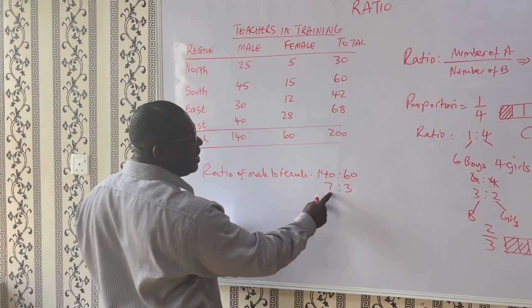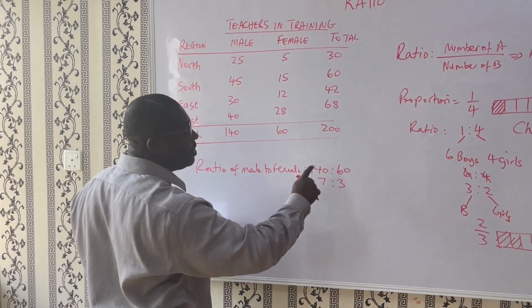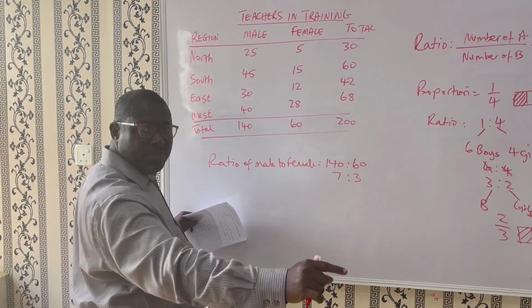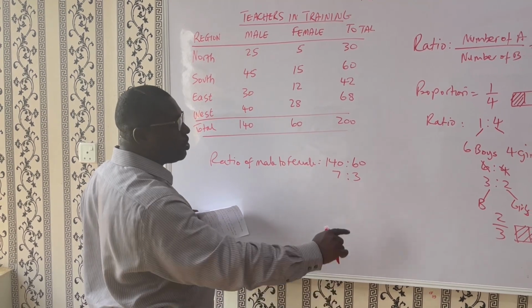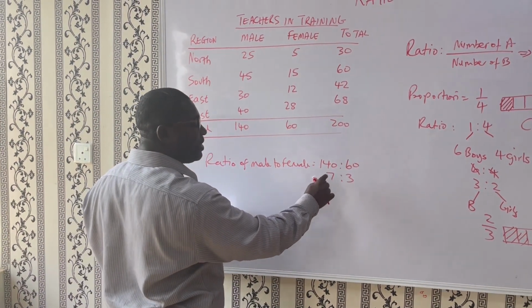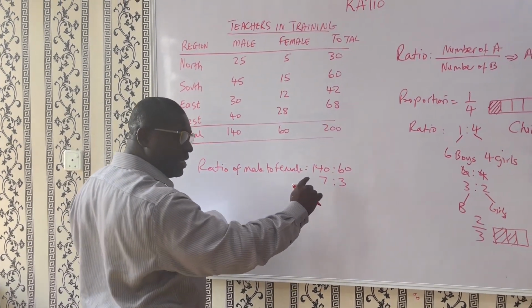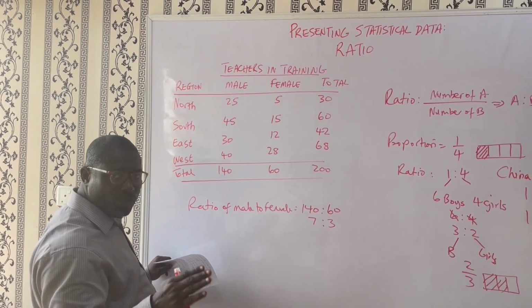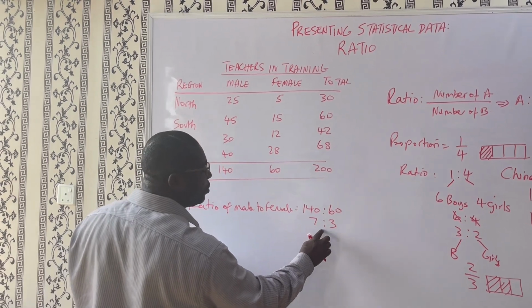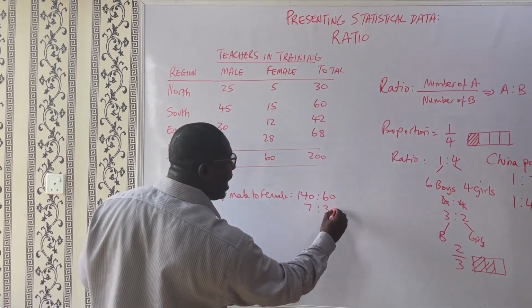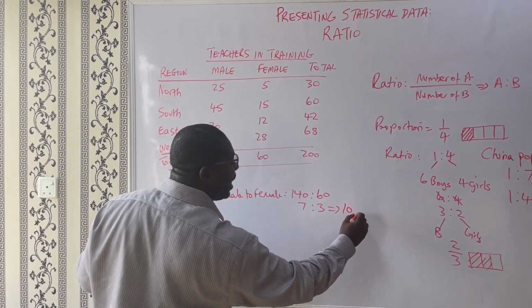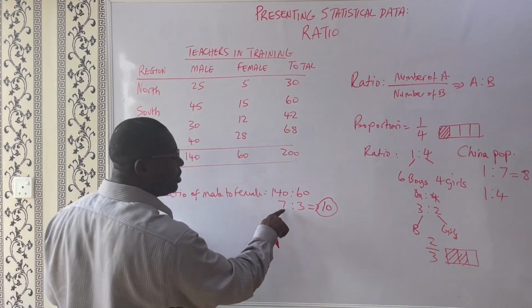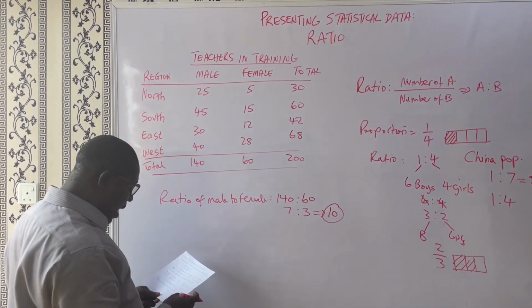We will not say that it is going to be 7/3 or 3/7. No, that would be wrong. Because if we say female is 3/7, it means that there are 7 of them and 3 are female, then 4 are male. No, but 7:3 means for every 10, which is the total, 7 are male, 3 are female.